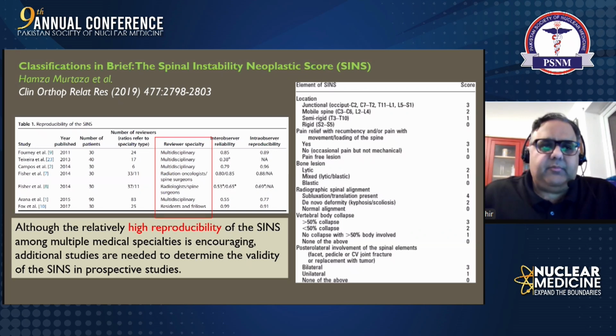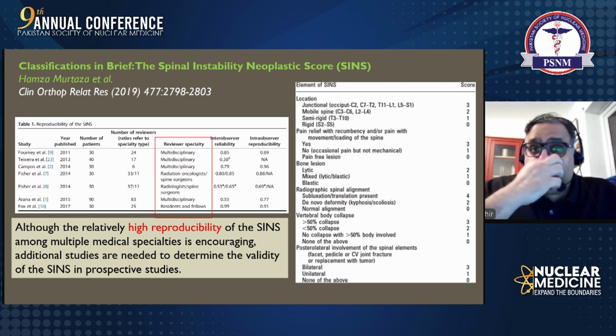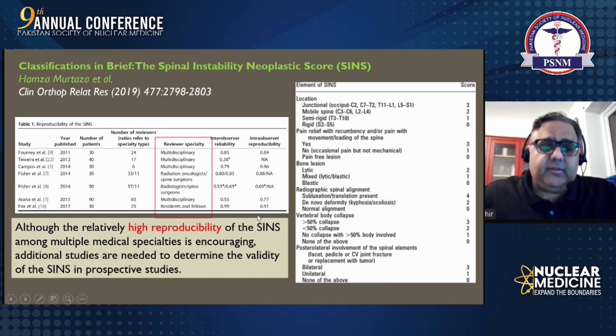This is a paper from Hamza Mutsa, which looked at the various studies which have evaluated the spinal instability neoplastic score, and they concluded that although the relatively high reproducibility of the SNS among multiple medical specialists is encouraging, additional studies are needed to determine the validity of the SNS with prospective studies. So the systems available to clinicians and the imaging people are there, but they have their limitations.